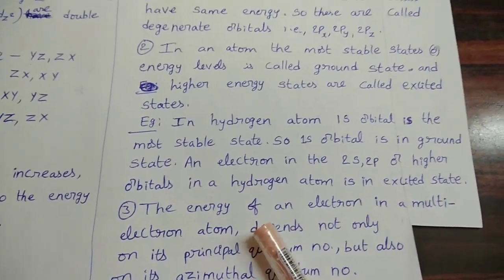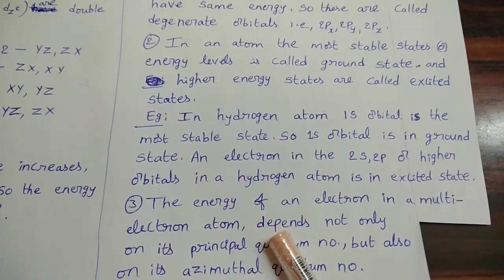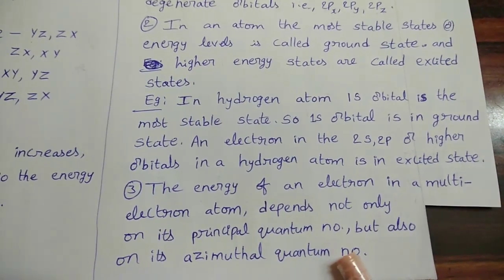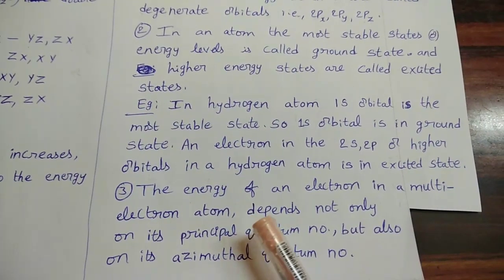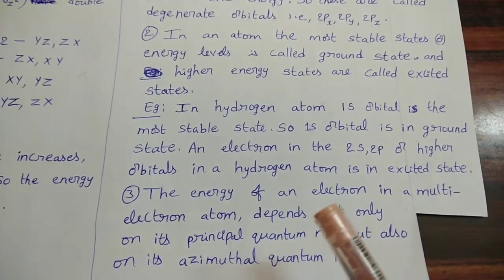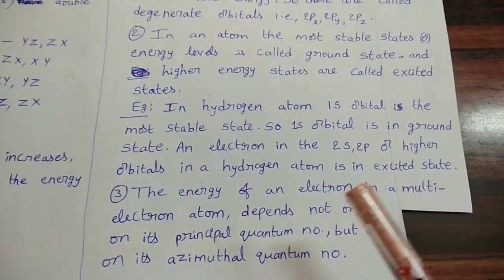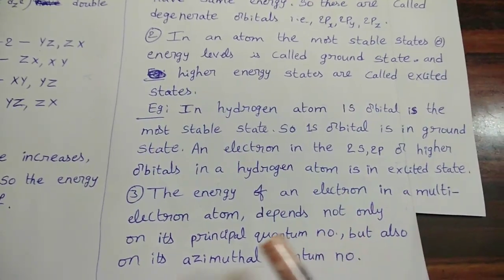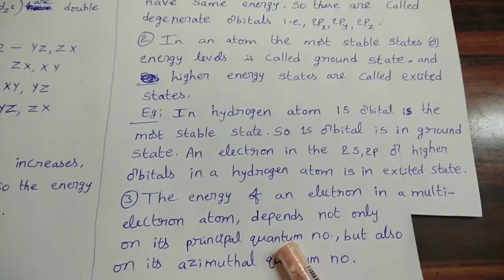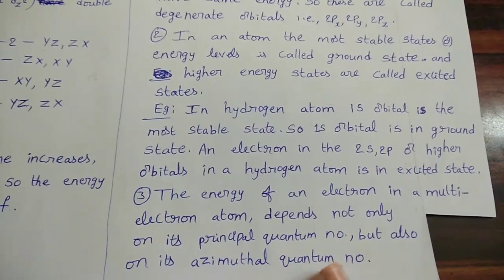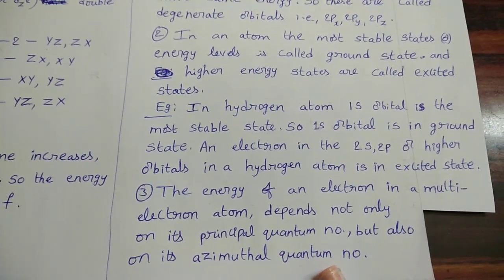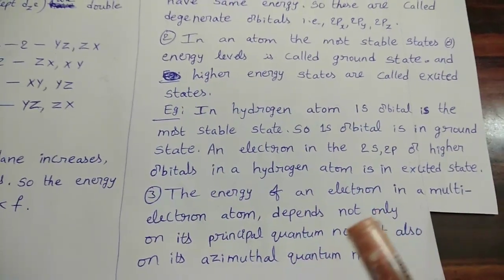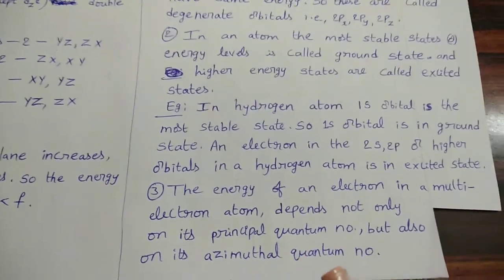Okay. Next, the energy of an electron in a multi-electron atom depends not only on its principal quantum number but also on its azimuthal quantum number. Multi-electron atom means more than one electron is present. So except hydrogen, the remaining are multi-electron atoms. In that, the energy of the electron depends not only on the principal quantum number, not only on the main energy level, but also on the azimuthal quantum number. Azimuthal quantum number represents the subshell. So in the case of multi-electron atoms, the energy of the electron depends on the main energy level and also the subshell.